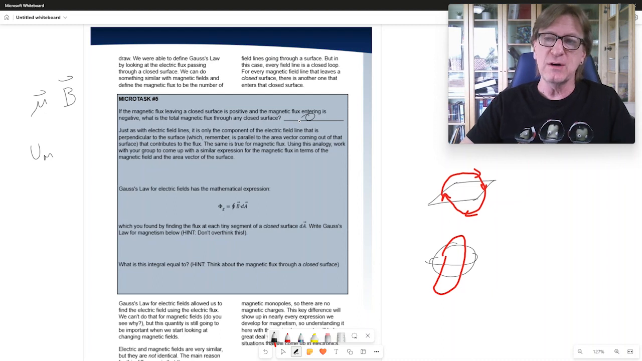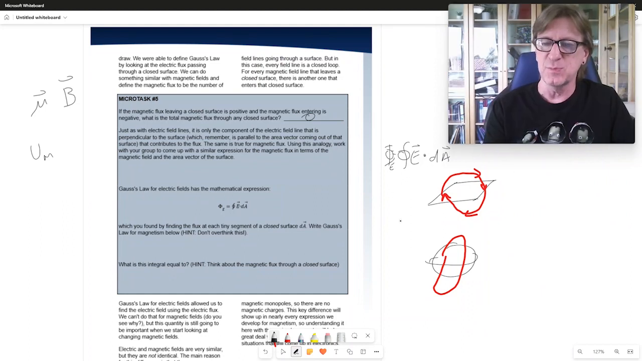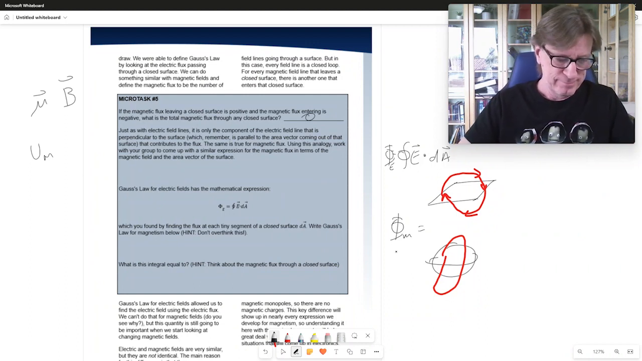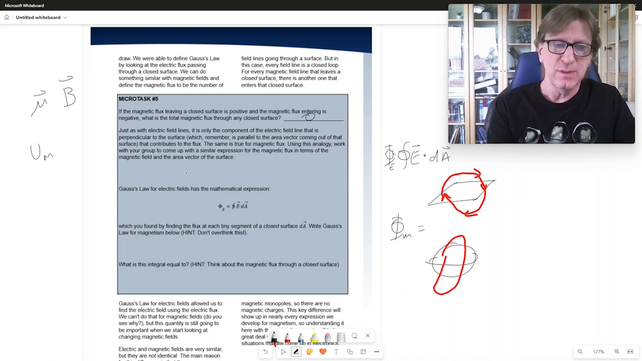So what I want you to do now is pause the video, and come up with an expression for the magnetic flux. And remember that the definition of our electric flux looked like this. So this was our electric flux. Can you come up with an expression for the magnetic flux? Pause the video, stop and think about that, see if you can do it.